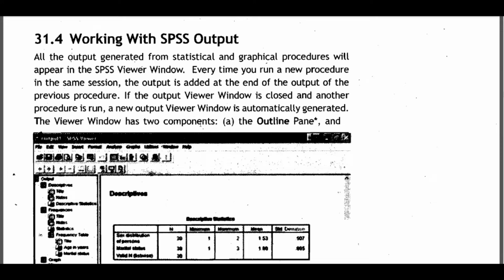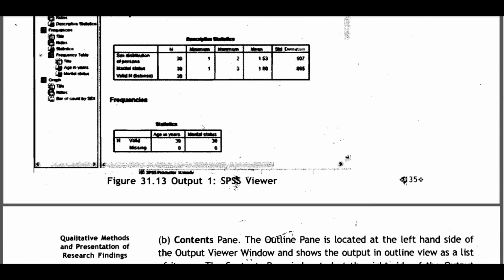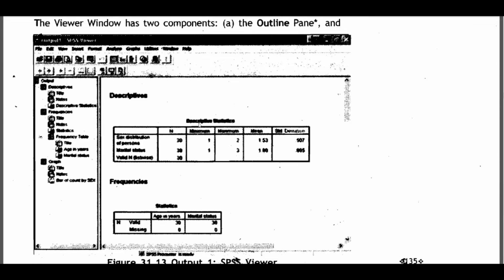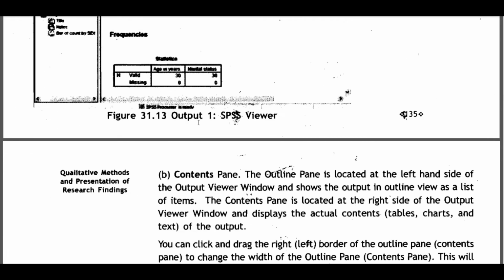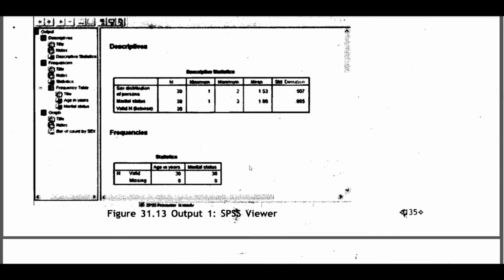The viewer window has two components: the outline pane and the contents pane. The outline pane is located at the left-hand side of the output viewer window and shows the output in outline view as a list of items. The contents pane is located at the right side of the output viewer window and displays the actual contents: tables, charts, text, etc.